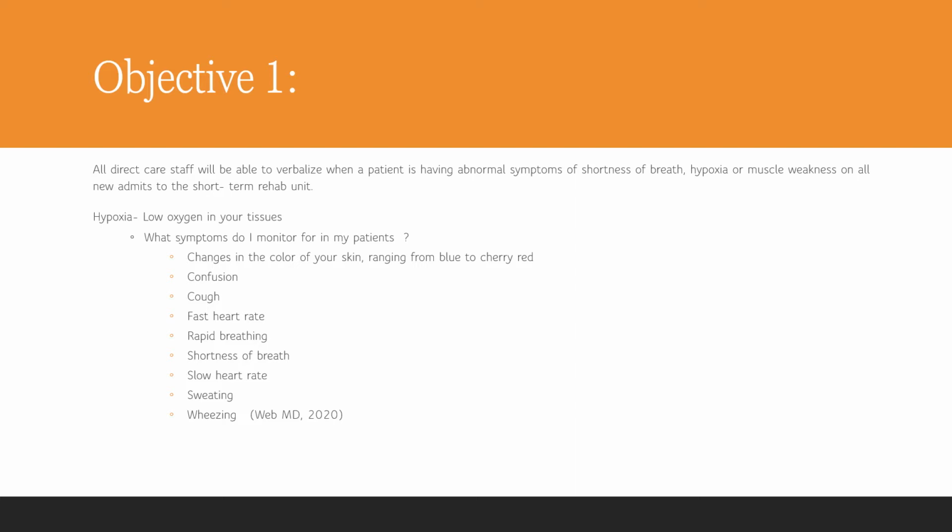Other forms or symptoms of hypoxia include cough. You can have a fast heart rate, rapid breathing, shortness of breath, slow heart rate, sweating, or wheezing. So thank you, WebMD, for those symptoms that we should be monitoring for with hypoxia.